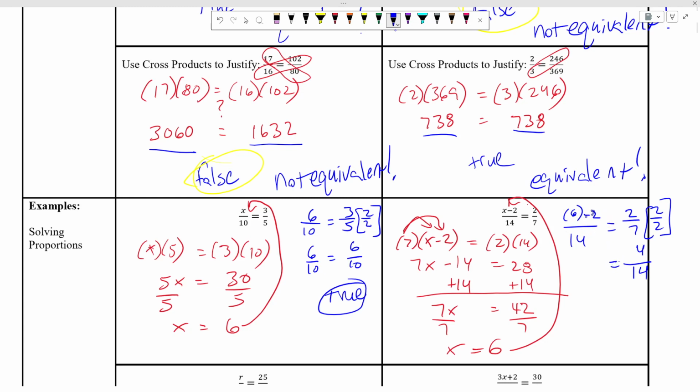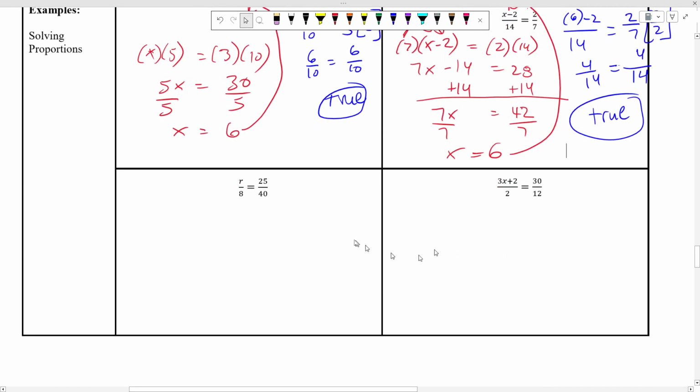But what does this become? I got some simplification to do here. 6 minus 2, that happens to be 4. And then this does not change, so 4 over 14. Wait a minute, these are equal to each other. 4 over 14 is indeed equal to 4 over 14. It's true. We have proven that the variable x is indeed 6, for when we substitute it in, it results in a statement of truth. All right, guys, makes a lot of sense here. Let's make even more sense here with a couple more examples.